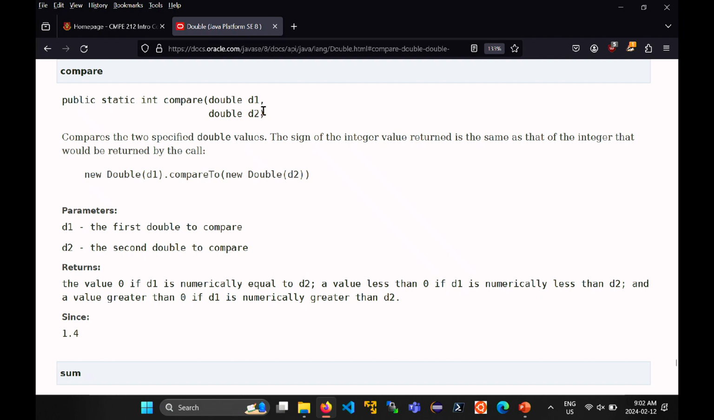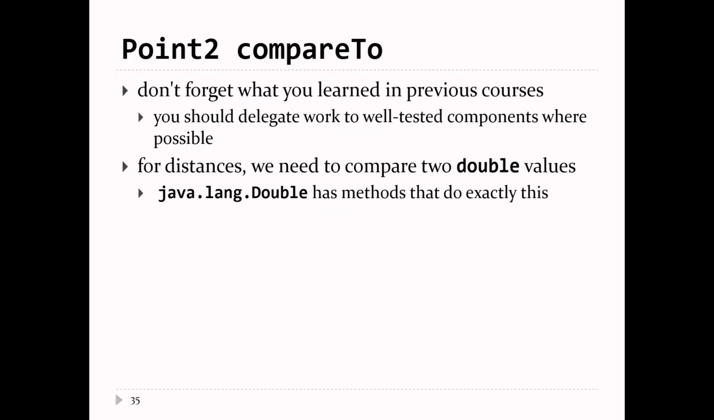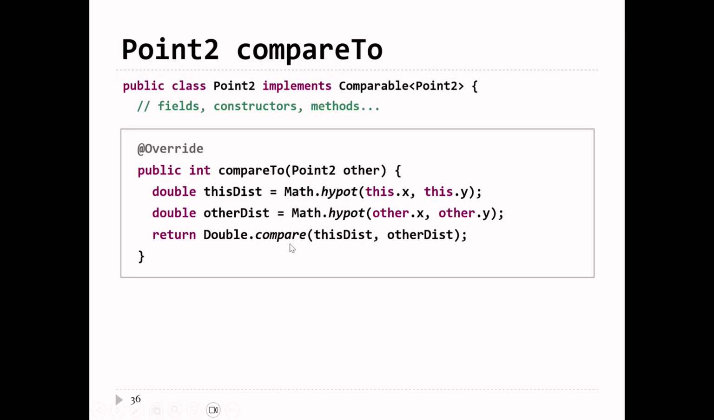It compares d1 and d2 for their values, and it tells you it returns the exact same value that would have been returned as if you had called compareTo on the two values. Which means it does exactly what we're looking for. So instead of writing that if statement yourself, just call compare and compare this distance to the other distance. It will return an appropriate int for you, and that's much easier to write.